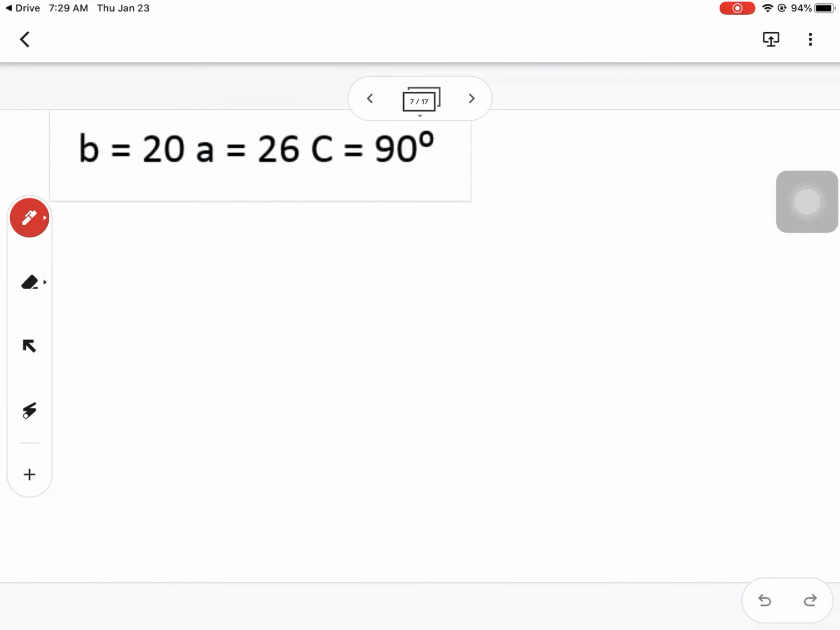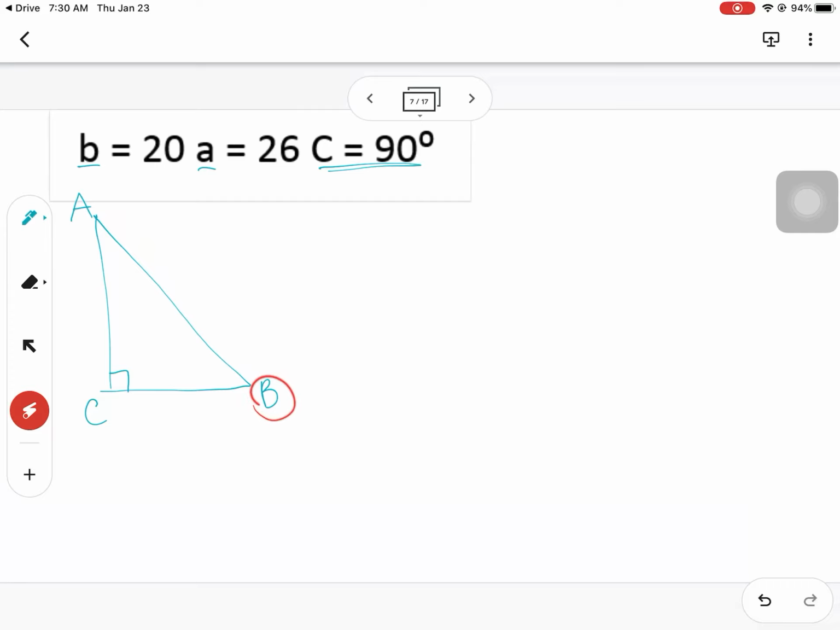When we do these, I'm going to give you some information. When I give it to you here, I'm always going to make my C be the 90-degree angle. On your test, I will give you a picture. In the book, it gives you a picture to be able to label correctly. But we're going to label all of our information. Remember that the little a and little b are what are across from your angles. Since this is angle B, this is side B, so that's where I'll put the 20. So angle A is up top, side A is on the bottom.